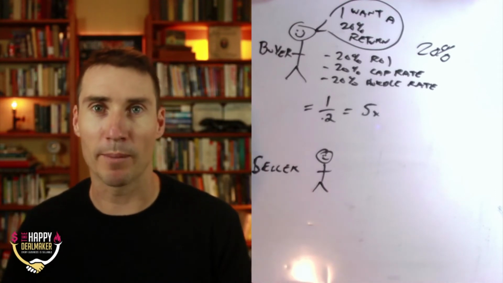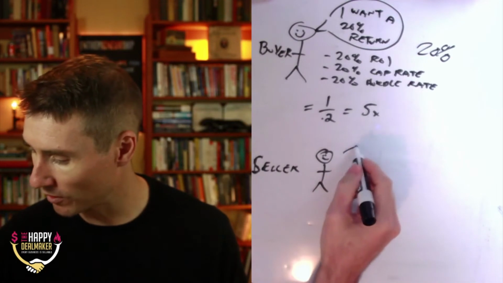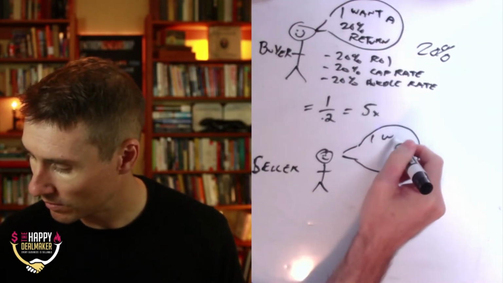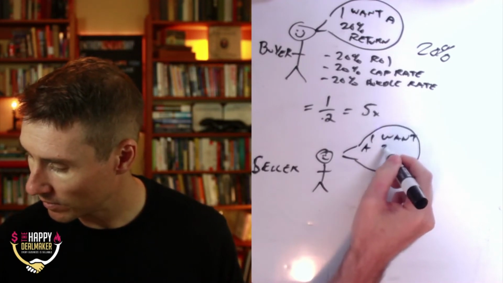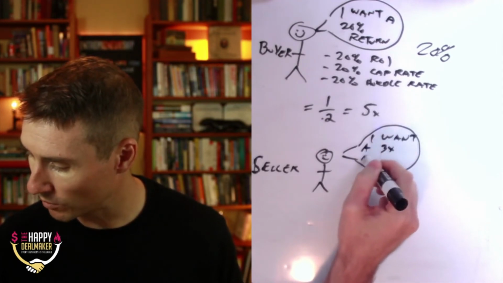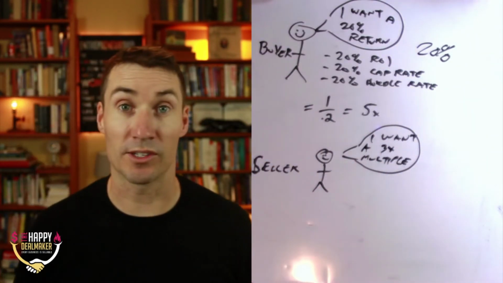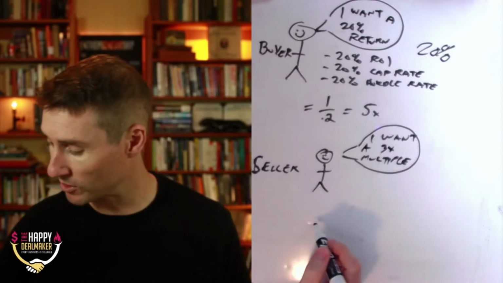What kind of multiple am I going to get of those earnings when I sell my business? So you're over here and you go, I want a 3 times multiple when you sell, okay? There's nothing wrong with that. That sounds pretty good. So again, super simple, right?